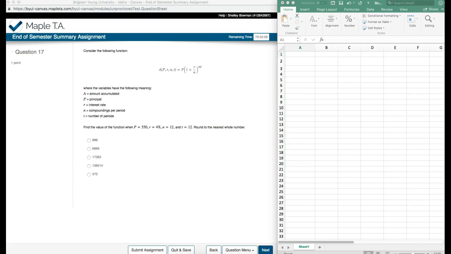Find the value of the function when P equals 550, R equals 4%, N equals 12, and T equals 12, and then round to the nearest whole number.